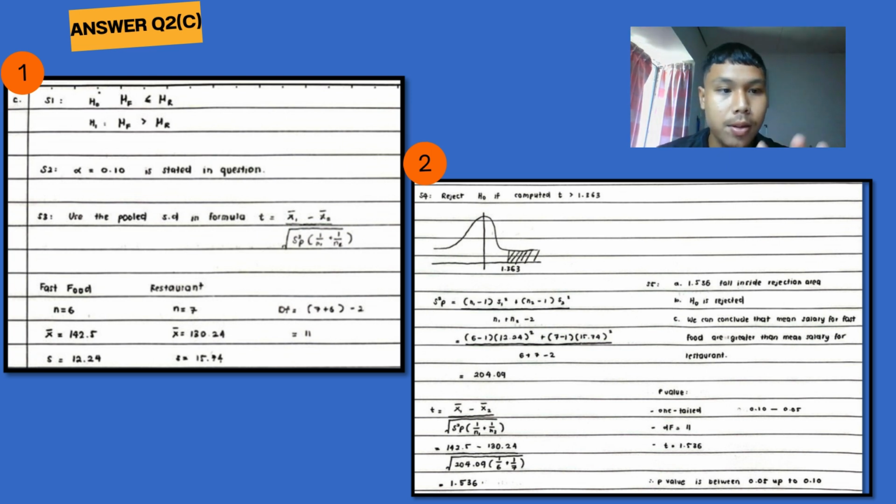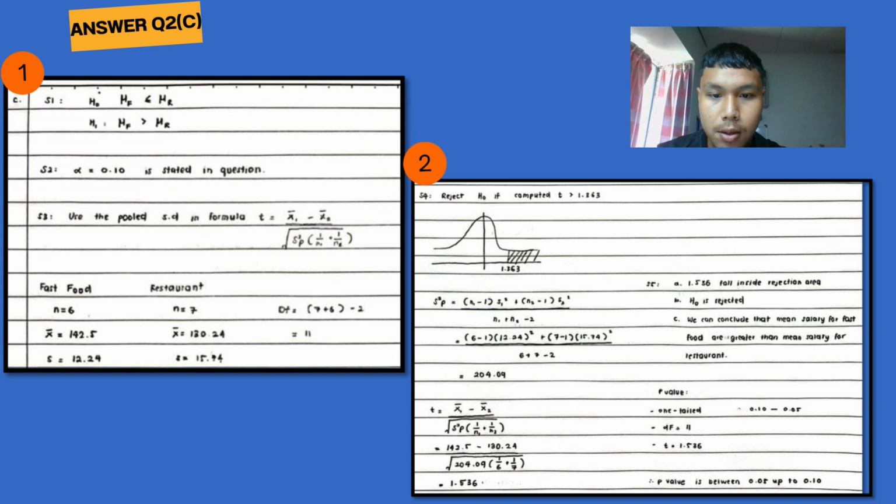So for the fourth step, we reject H0 if computed T is bigger than 1.363. How do we get 1.363? We get it from the table. So we have drawn the bell shape here, and then we pool the sample standard deviation as sp here. We get the answer 204.09. And then for the T, we use the pooled standard deviation in the formula.